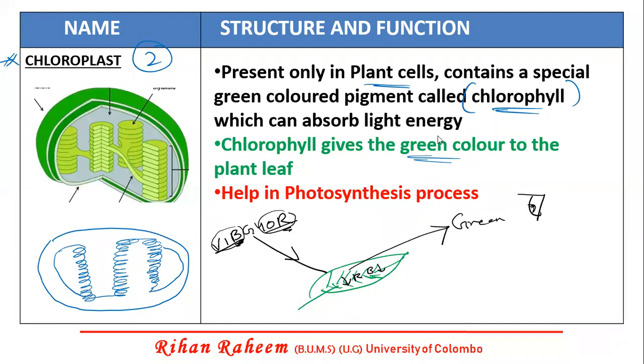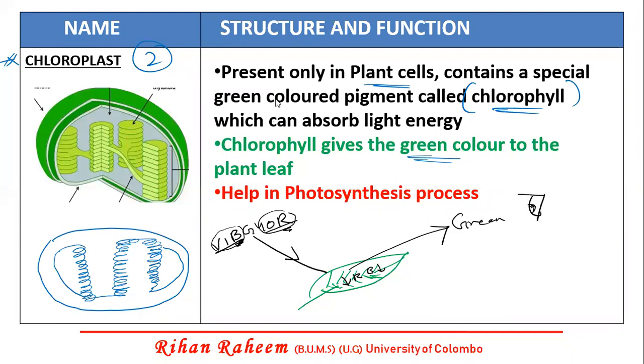I don't like to say it, but some teachers have told that it is green color, so it is absorbing green. They think green color means it is absorbing green. No, green color means it is reflecting the green and absorbing the other colors, mainly red and blue.